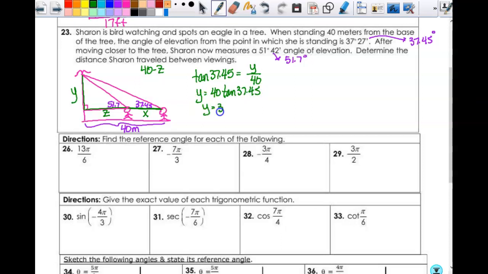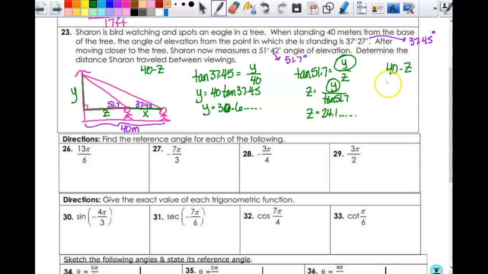And that gives me 30.6, and so on. And I store that in my calculator. Okay, so then I have that stored as y. I'm looking for z. I can use y in this angle to find z. So the tangent of 51.7 is equal to y over z. And the y is what I have stored in my calculator. So that means that z is equal to y, which is in my calculator, over tangent of 51.7. Okay. So I do that, and I get my z out of that, which is 24.1, and so on. And I store that in my calculator. Then I'm going to subtract 40 minus z, and that gives me the 15.804 meters.